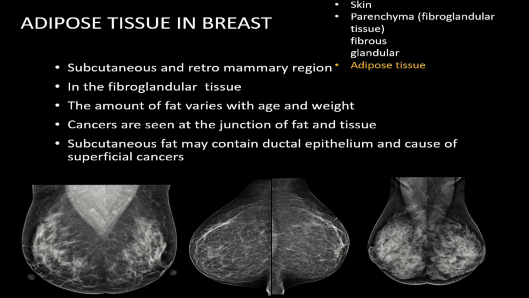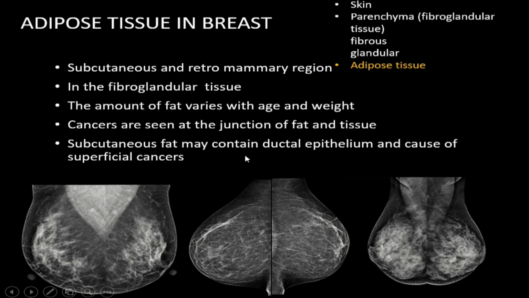Coming to the adipose tissue, the subcutaneous fat layer, and the retromammary fat. The fat is the most ubiquitous thing in the breast. It will be found everywhere in the breast, and the breast parenchyma is distributed between the fat. And the cancers are seen at the junction of fat and, commonly, fat and FGT, that is the fibroglandular tissue junction.